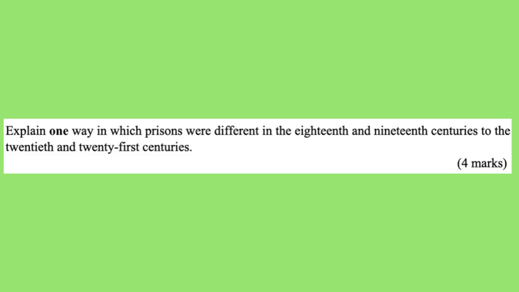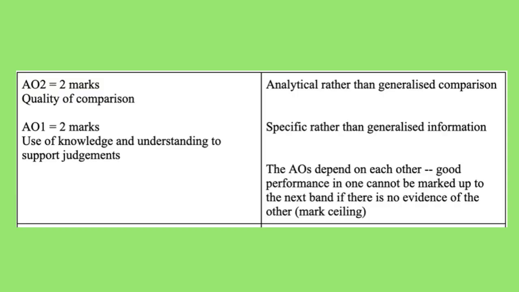Explain one way in which prisons were different in the 18th and 19th centuries to the 20th and 21st centuries. 4 marks. Here's the mark scheme for this question, which you can find out about in more detail in our overview video. But we do know that 2 marks are awarded for AO2, which is the quality of your comparison.